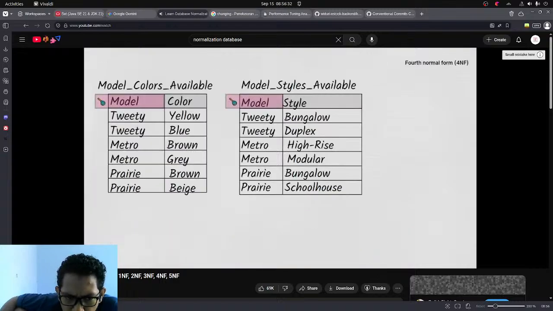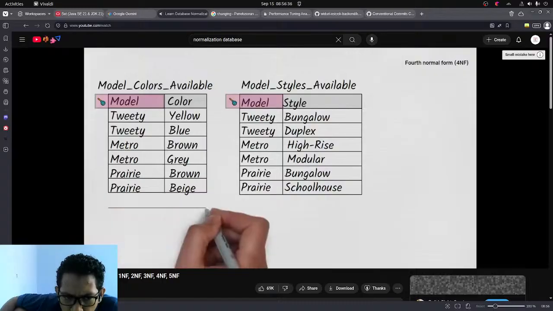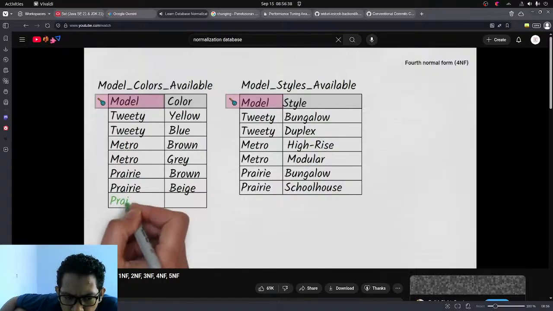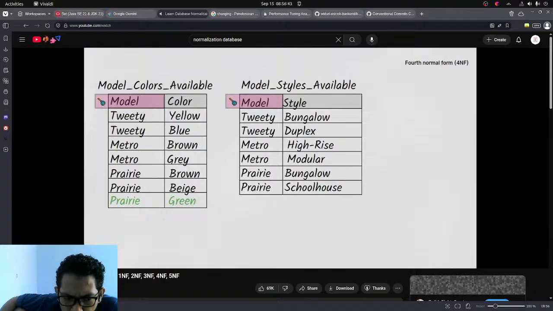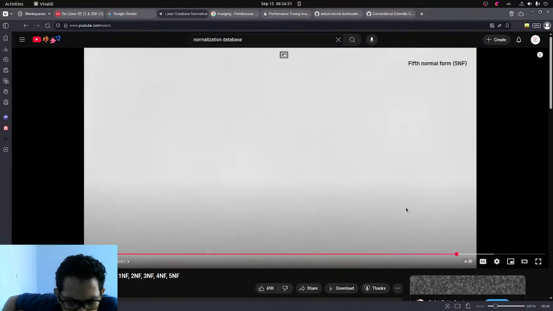Now, if designmybirdhouse.com expands the range of prairie model colors to include green, we simply add a row to the model colors available table. And no anomalies are possible. We're now ready for fifth normal form, the last normal form covered in this video.